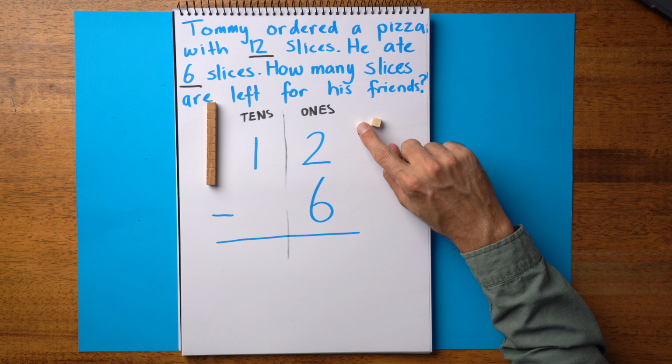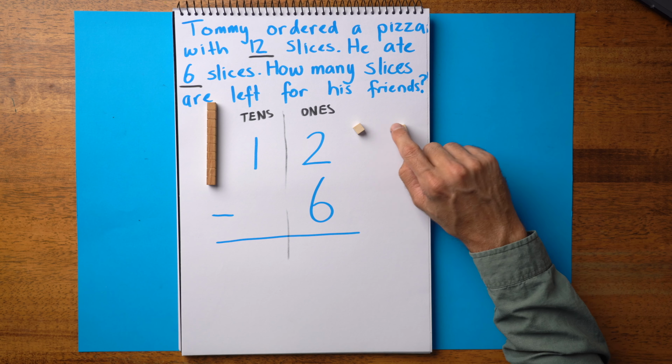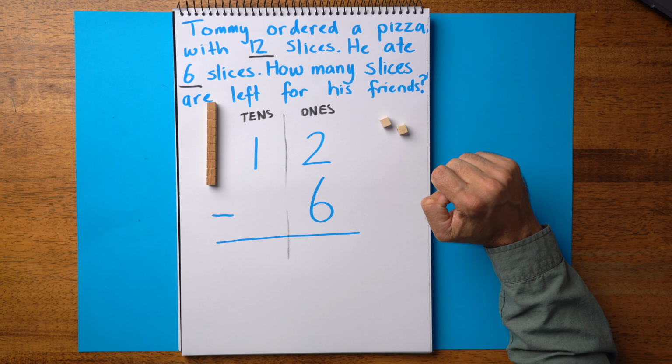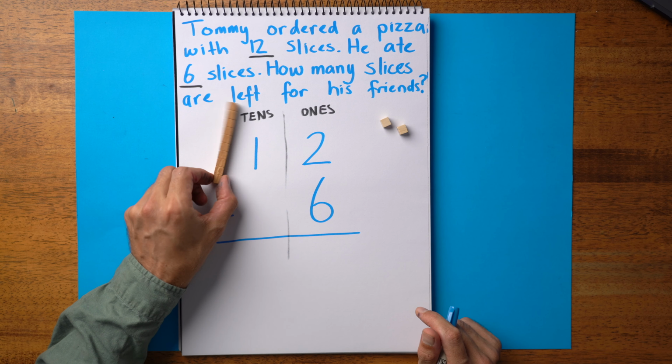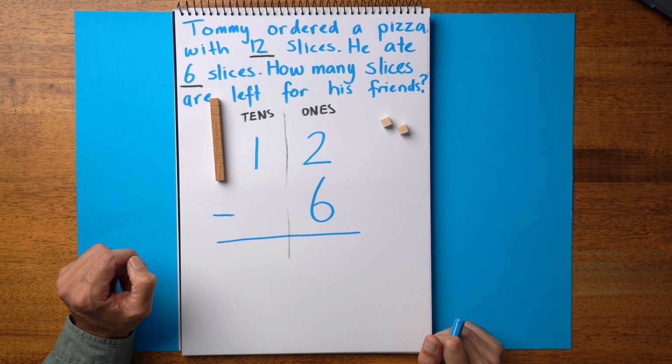Look, I've only got 2 1s here. Can I take 6 away from that? No, I can't. The most I could take away is 2, isn't it? When we have this situation, we have to do what's called regrouping. Regrouping is when we use one of these 10s to add to the 1s that we've got here.